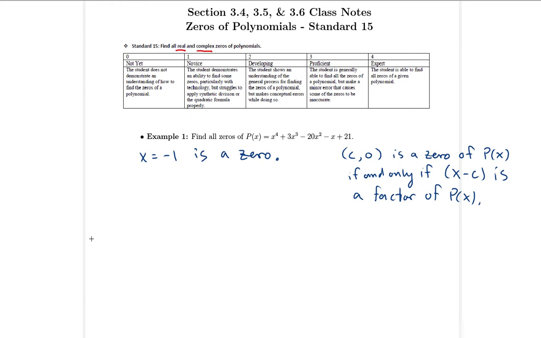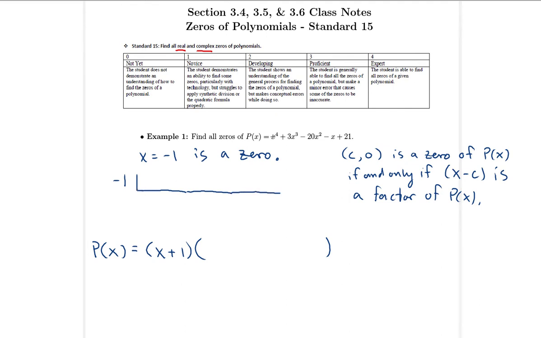So the idea here is that I'm going to be able to take my polynomial, and instead of writing it like this, I'm going to be able to write it as x plus 1, or x minus negative 1, times some other stuff here. And we want to figure out what that other stuff is. In other words, if you factor an x plus 1 out, what's left on the inside? And remember that the way we figure that out is to do synthetic division with the zero we found.